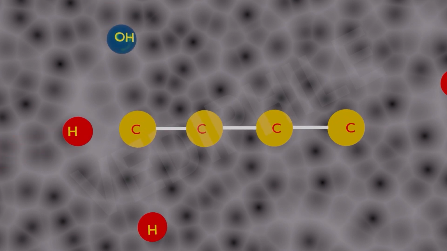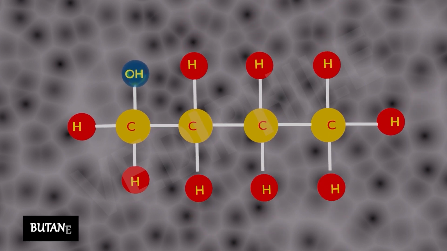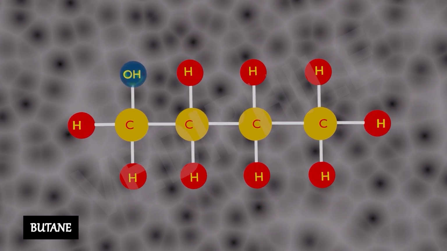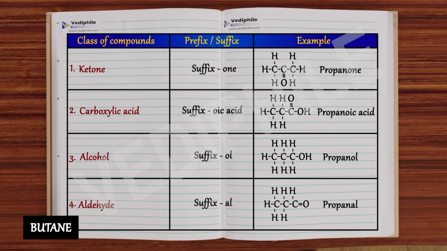Now again in this compound, how many carbon atoms are here? 4. So it is butane. Now again aldehyde group is here. So because of aldehyde functional group, we will add -al in butane. So E is removed and butanal will be the name.